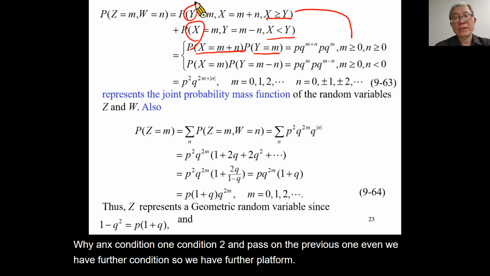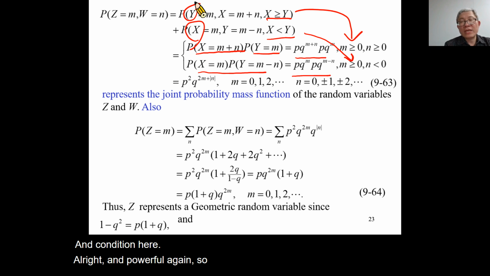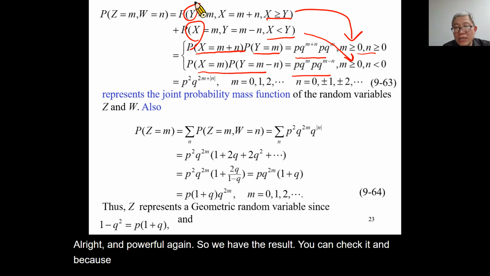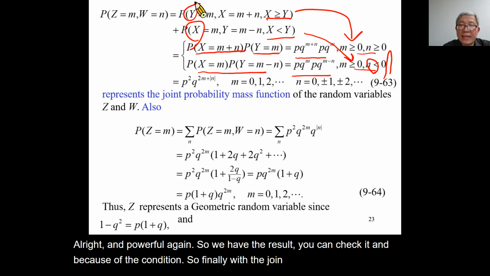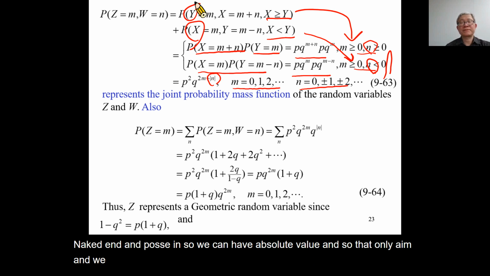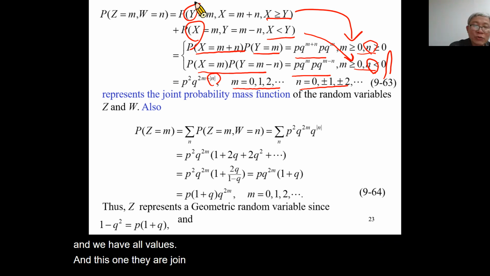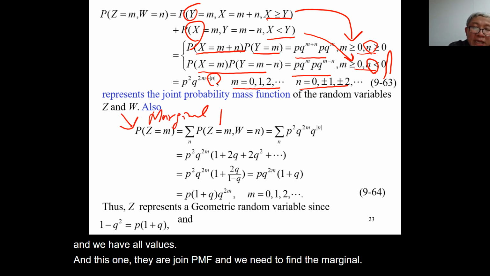Alright, condition here. And condition here. And the product form again. So we have the result. You can check it. And because of the condition, finally, with the joint one, negative n and positive n, so we can have an absolute value, and so that only m, and we have all values. And this one, they are the joint PMF, and we need to find the marginal PMF.